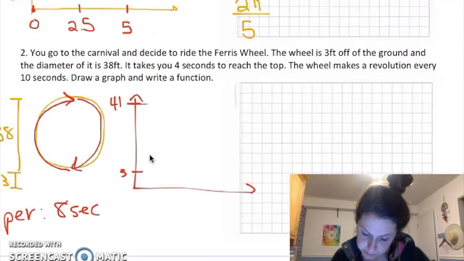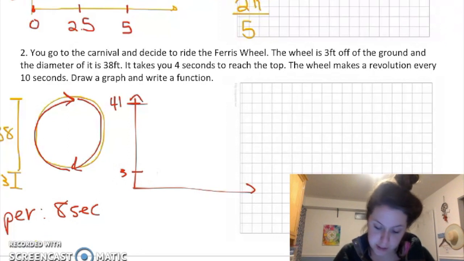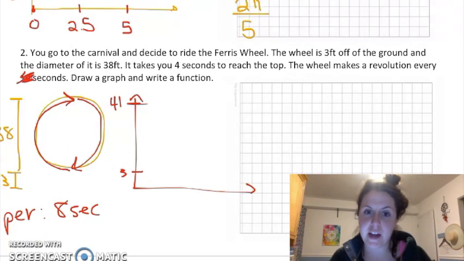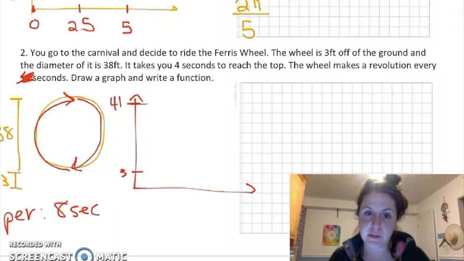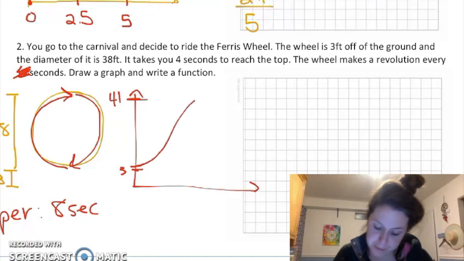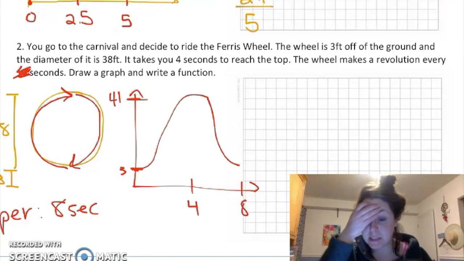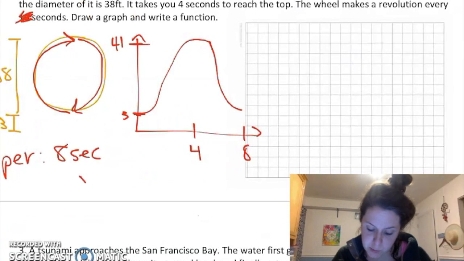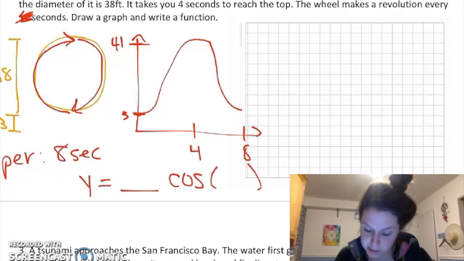That should not be 10. We're going to ignore that for now. So if it takes you 4 seconds to reach the top, it's going to take us 8 seconds to get all the way around. So let's draw a graph and write a function. We get on the bottom. We are going to go up in 4 seconds and then come back down, and that will take us 8, right? So that's my cycle there. So I know this is y equals blank. Now sine or cos, this starts at its minimum, so cos blank x plus blank.